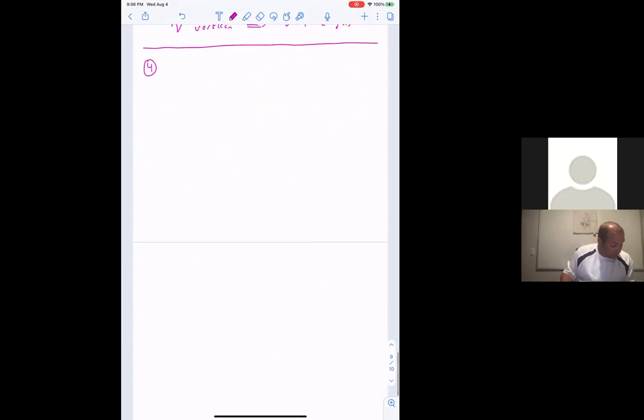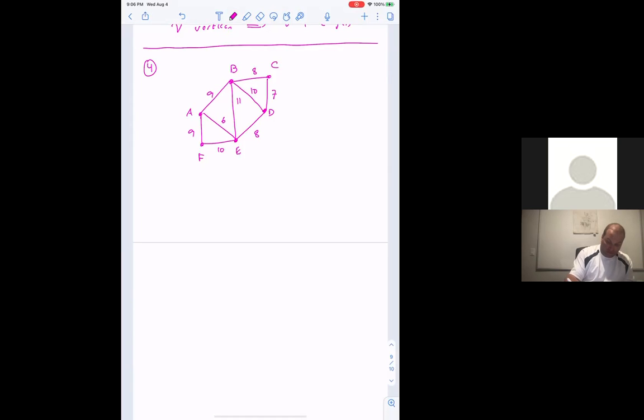Question 4. The following graph shows the offices of a finance company. So here's A, here's F, 9, here's E, this is 10, this is 6, this is D, which is 8, this is B, this is 11, A to B is 9, B to D is 10, B to C is 8, C to D is 7, and A to D is 12.